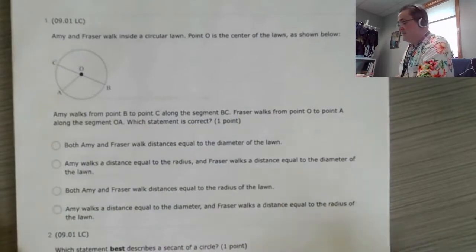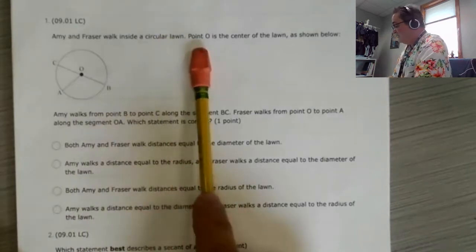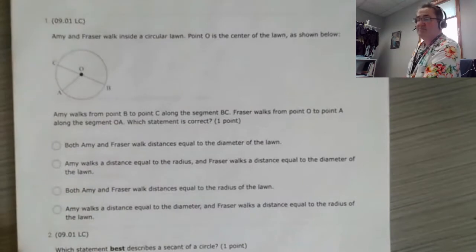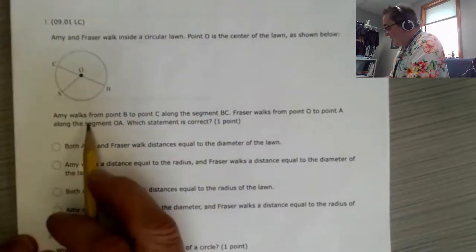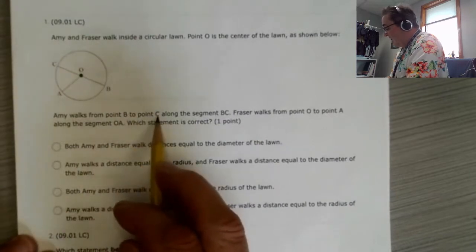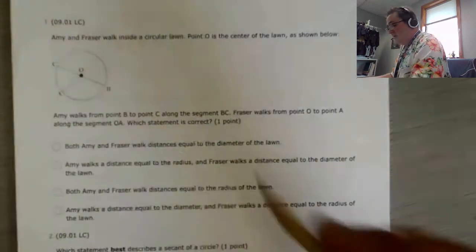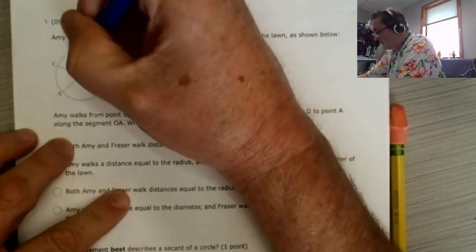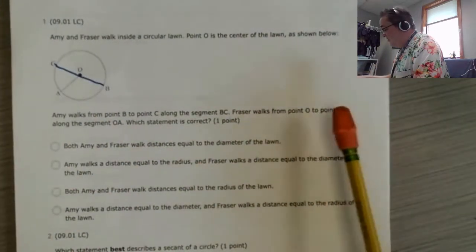All right, number 1 says Amy and Fraser walk inside a circular lawn. Point O is the center of the lawn as shown below. So here's O, that's the center. We have a lawn that's in a circle. They must live in the middle of a roundabout or something here. Amy walks from point B to point C along the segment BC. Okay, so along the segment, let's go ahead and just kind of draw that. So from point B to point C, she walks along that segment right there. Great. Fraser walks from O to point A.